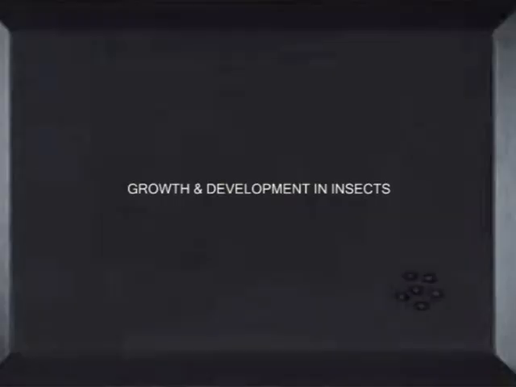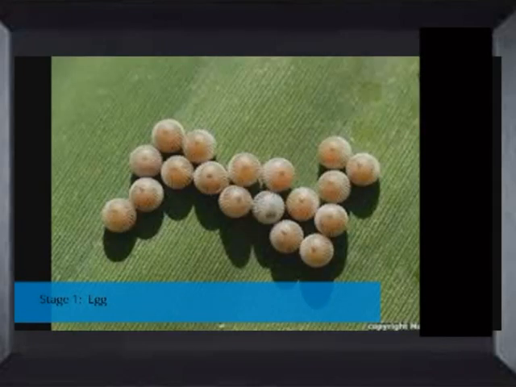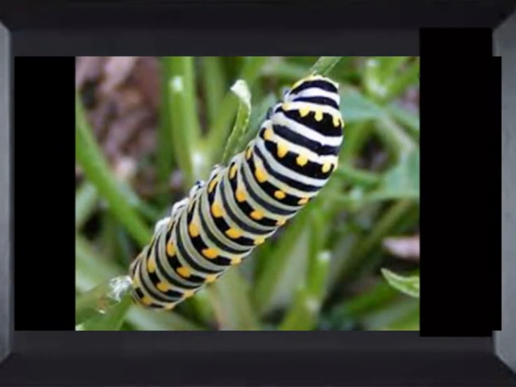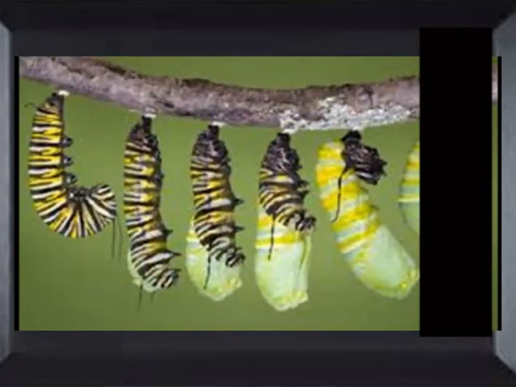Growth and development in insects. Now, the majority of insects lay eggs that hatch into larvae, which is an immature stage usually quite different from the adult in ecology and behavior. Depending on the insect species, the larva is referred to as a grub, maggot, or caterpillar. Generally, the larva eats a lot, grows rapidly, and sheds its cuticle several times until it reaches full size to become a pupa.